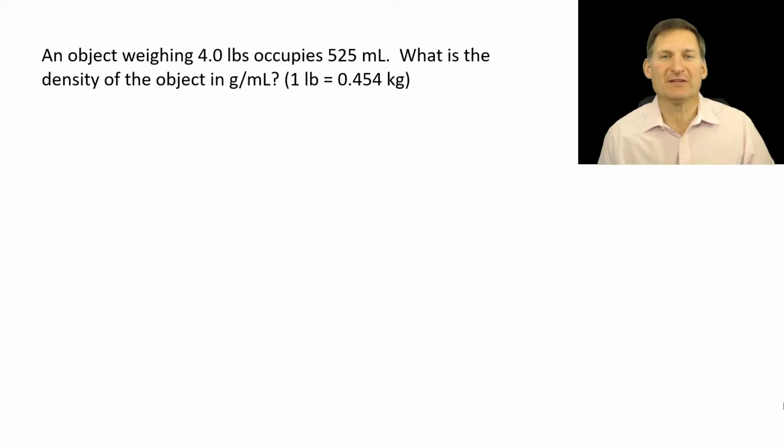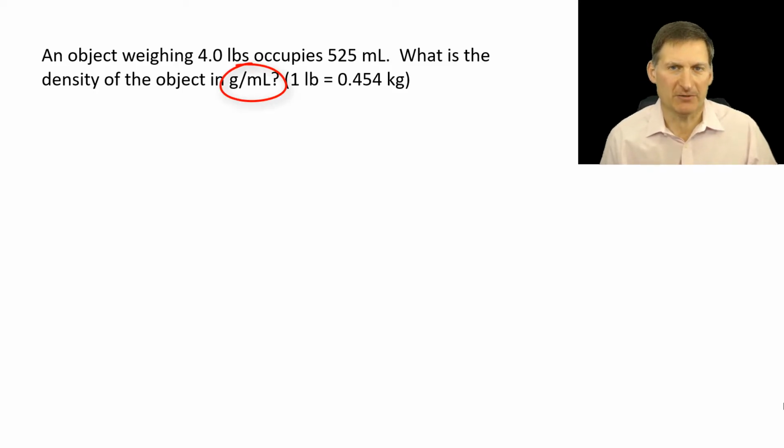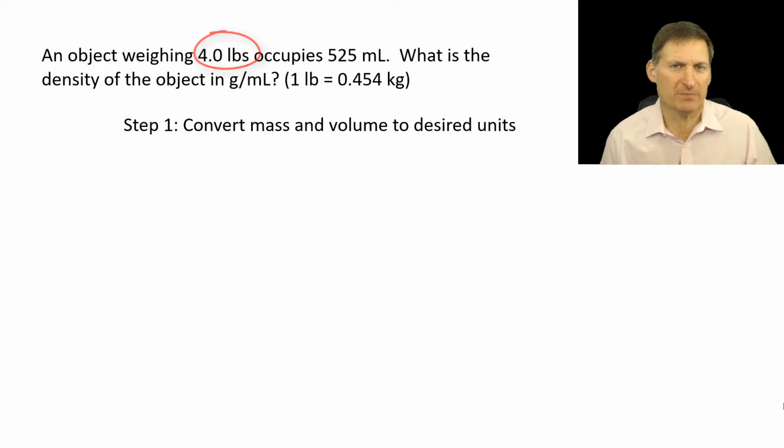Let's do another one where we need to find the density. Now, unlike the previous problem, this time we don't have the units we need at the end. We want grams per milliliter. We do have milliliters here, but we don't have grams yet. We have pounds. So step 1 is to first convert pounds to grams. For this, we'll use conversion factors. We start by identifying where we want to end up. In this case, that's grams. Then we write down what we start with, 4 pounds.